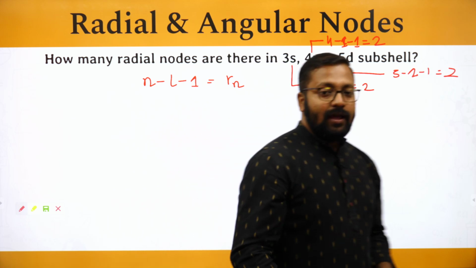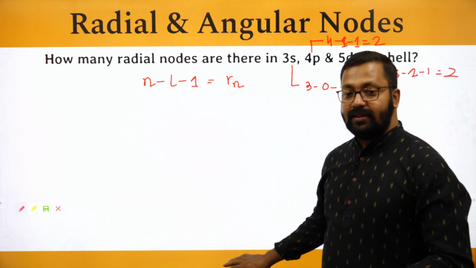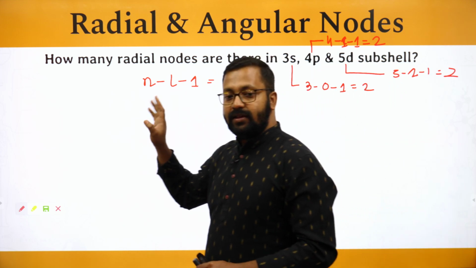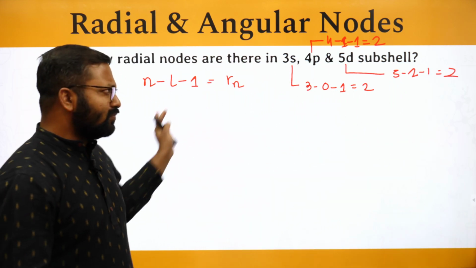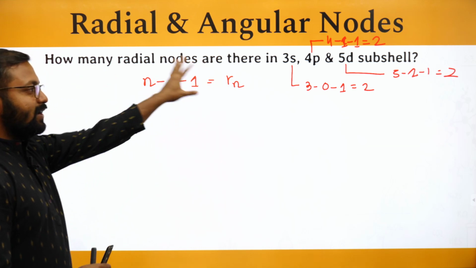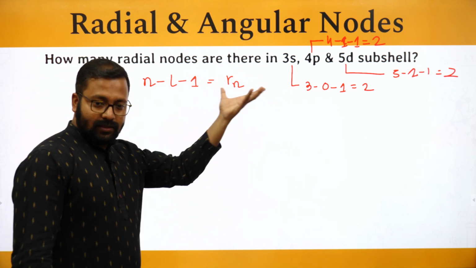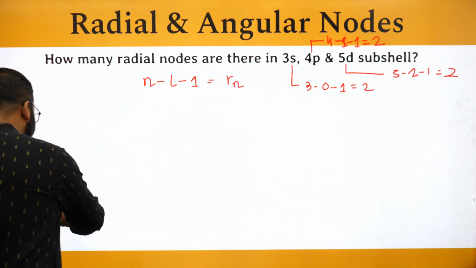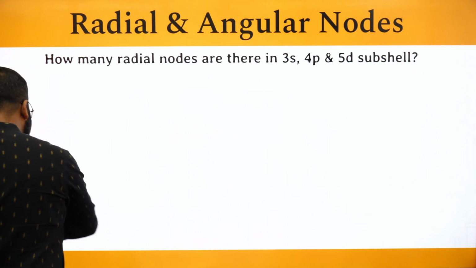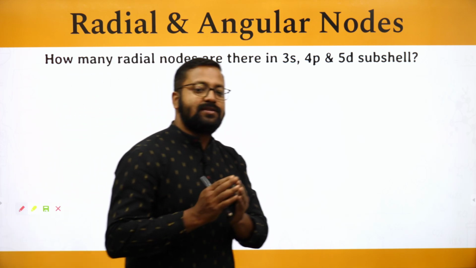But here is the interesting part. How do we identify this without calculating all of these things? The method is very simple and very elegant as well. Let's take the s orbital.